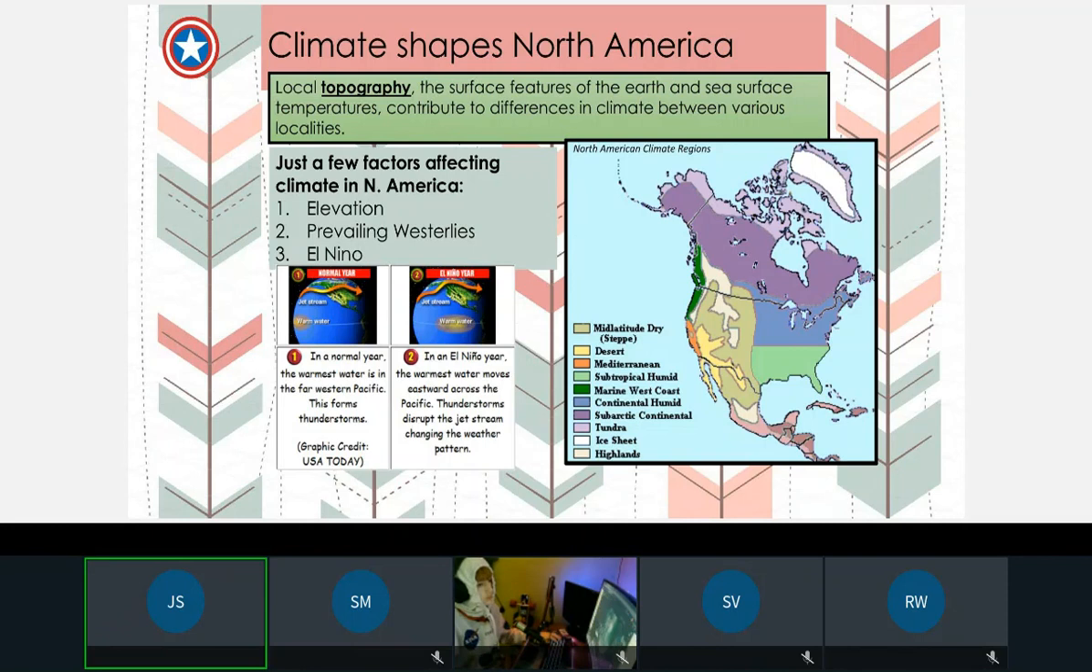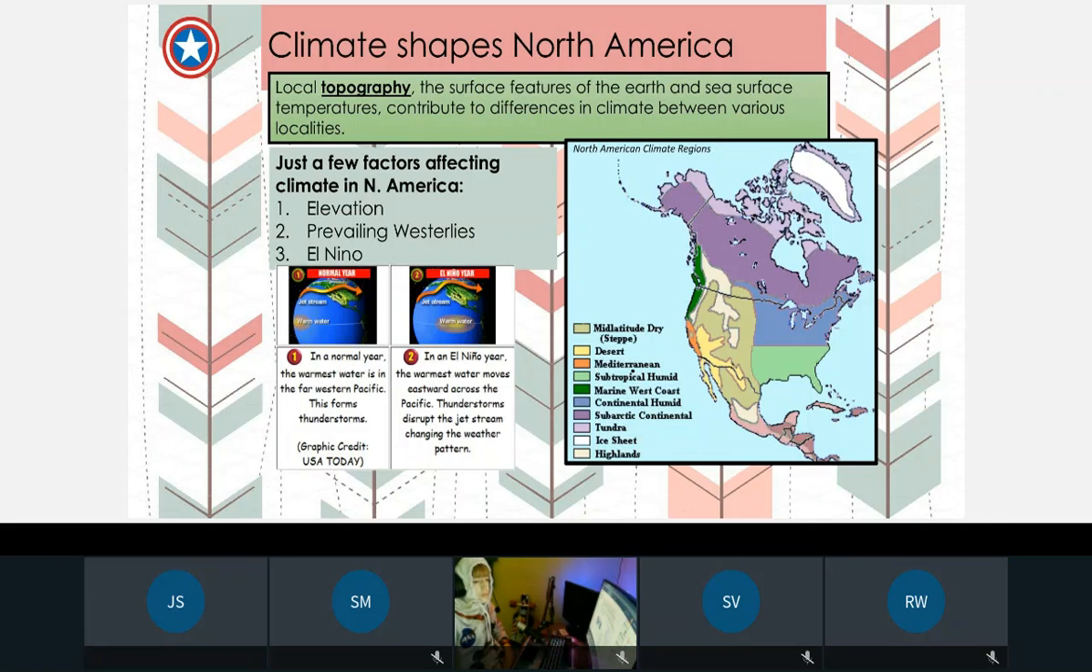Okay, Reina, read 1 and 2 down there if you can, in a normal year and in an El Nino year. In a normal year, the warmest water is in the far western Pacific. This forms thunderstorms. Graphic credit, USA Today. In an El Nino year, the warmest water moves eastward across the Pacific. Thunderstorms disrupt the jet stream, changing the weather pattern. Again, graphic credit must have been USA Today.